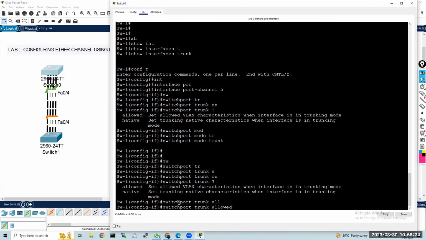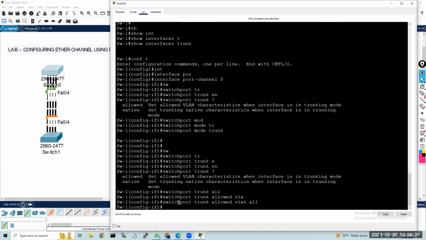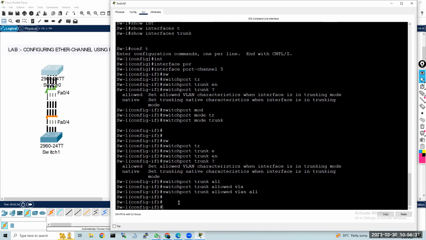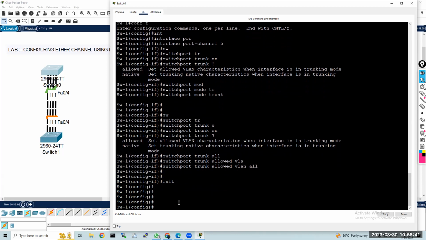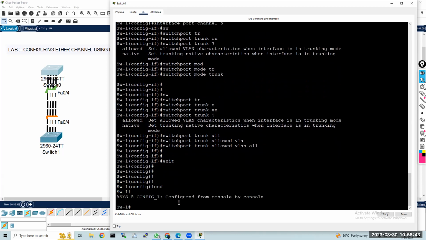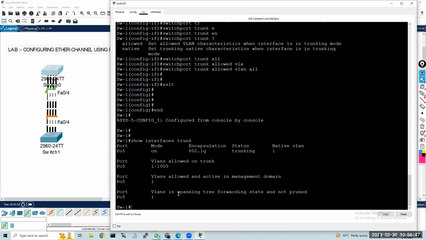Okay, then we can allow VLAN all. Because as it is a layer 3 switch, you can see now a link is coming down. Okay, then say exit. Exit, that's it. This is a layer 2 node, such as a layer 2 switch. If you type again show interface trunk, now we can see the port channel has become trunking.